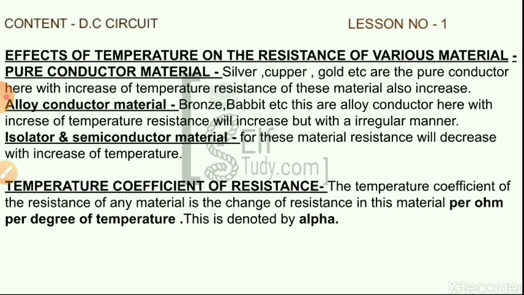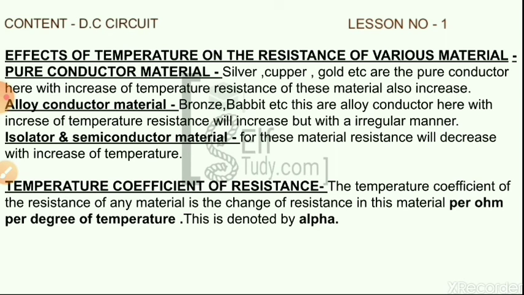Now see the effect of temperature on the resistance of various materials. So here are three types of conductor material. First is pure conductor material, which is silver, copper, gold, etc. These are the pure conductors. Here, with an increase of temperature, the resistance of this material will also increase.